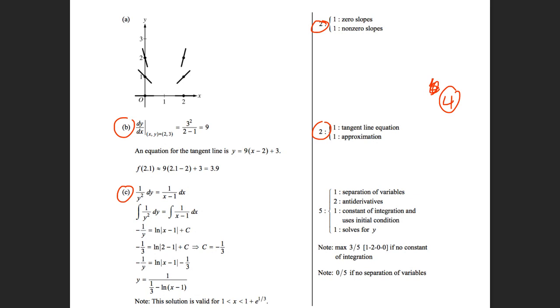And this is a hard problem. I mean, there's 5 points total in this problem. And you get 1 point for just separating the variables, 2 points for taking the antiderivatives. So you should get 3 points here. And I'll show you how to do that in just a bit.